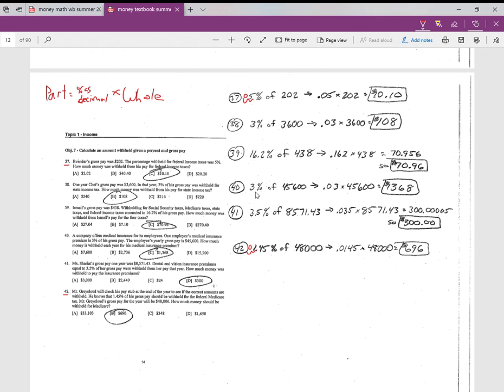An example where you wouldn't would be like 39. It's 16.2% of the gross pay. So when you move it twice, it is right in front of a number. Okay, so there's no open spot, so you don't put a 0, so it would be 0.162. It started out as 16.2%, then it's 0.162, times the 438, and here's another good example of how you round money.